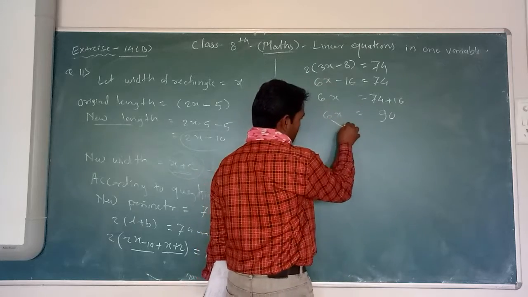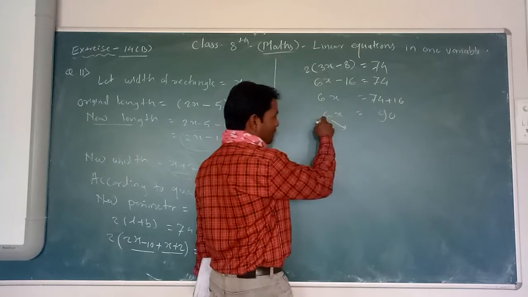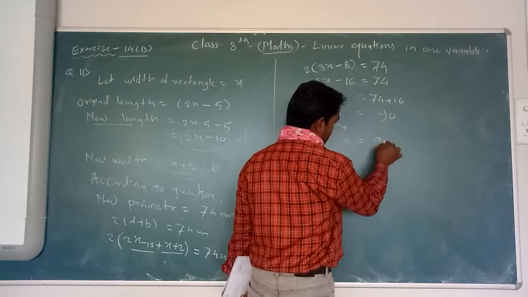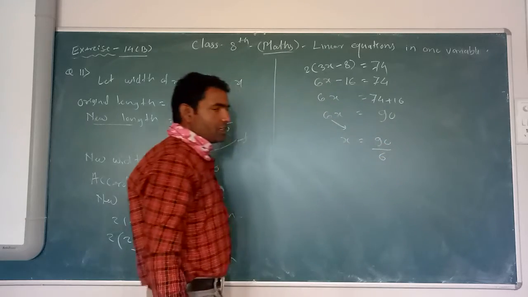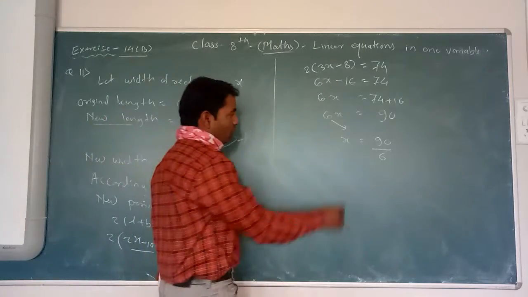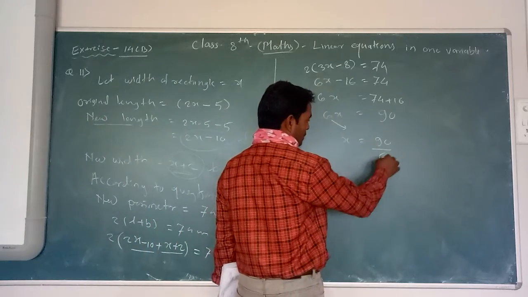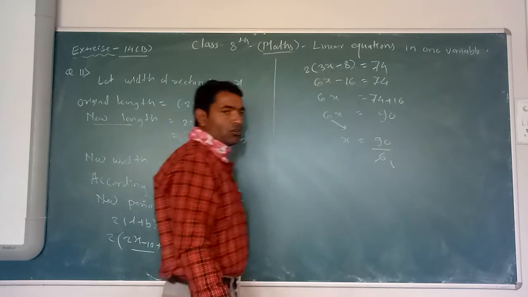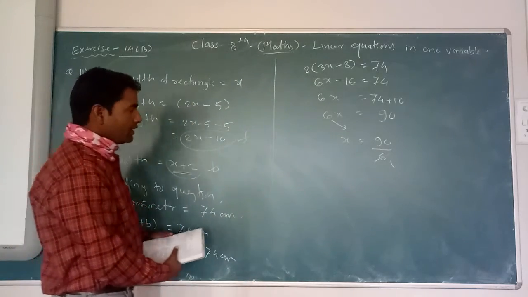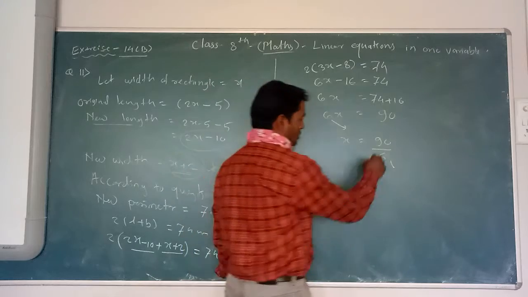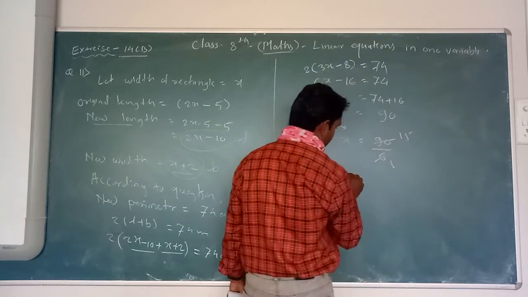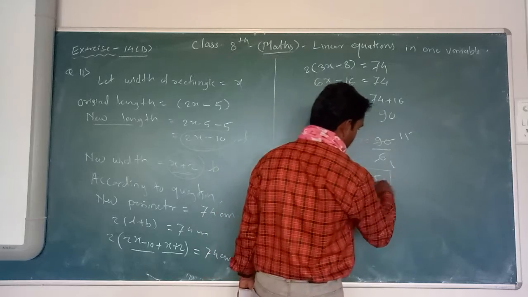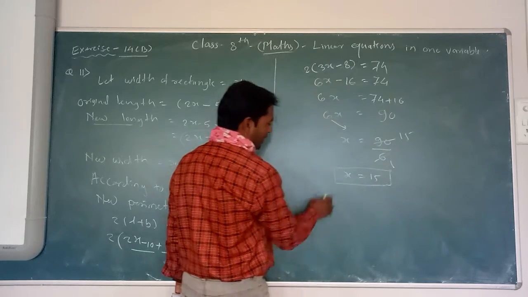Then send this 6 to the other side. It is multiplied here, so when it goes to the other side it becomes divide. So 90 upon 6. How many 6s are 90? You have to do the calculation. 15 sixes are 90. So the answer is 15. Therefore x is equal to 15. We have got x.